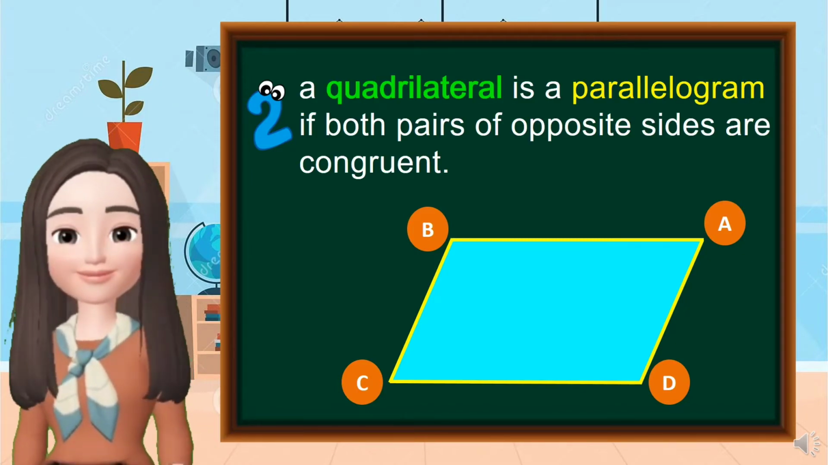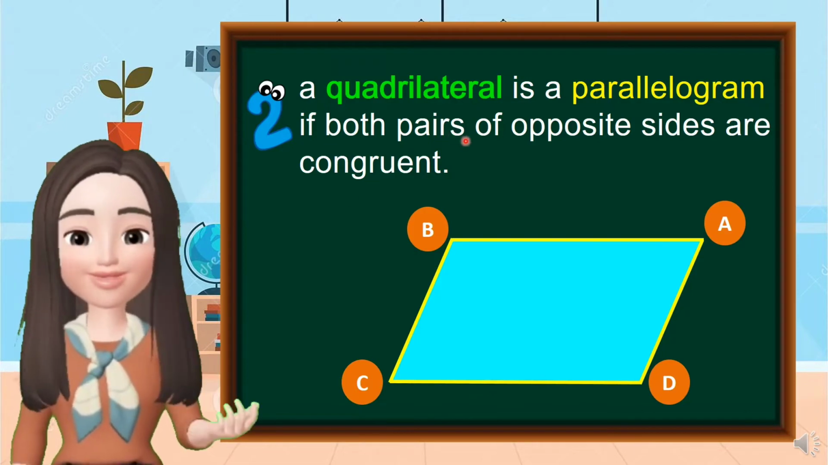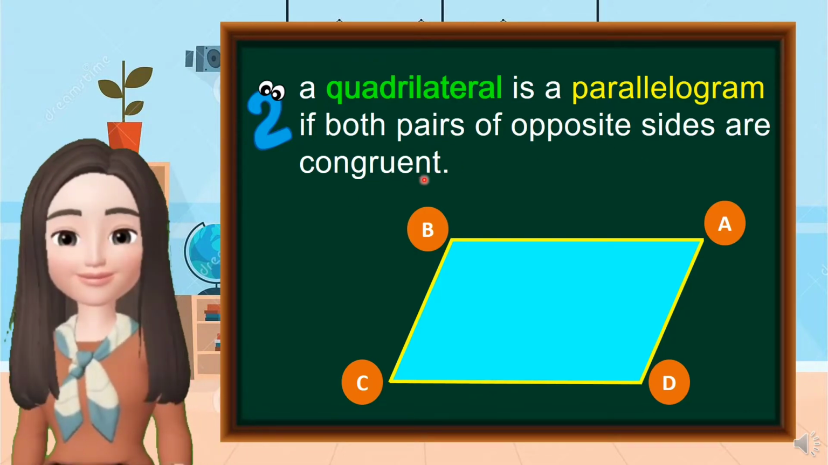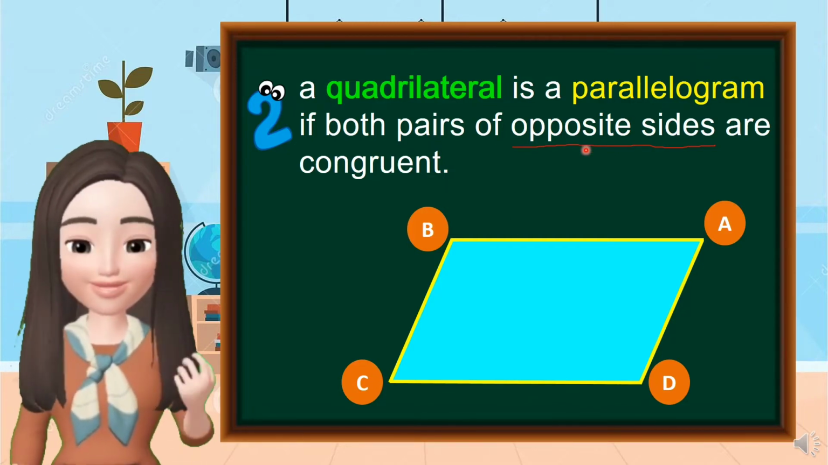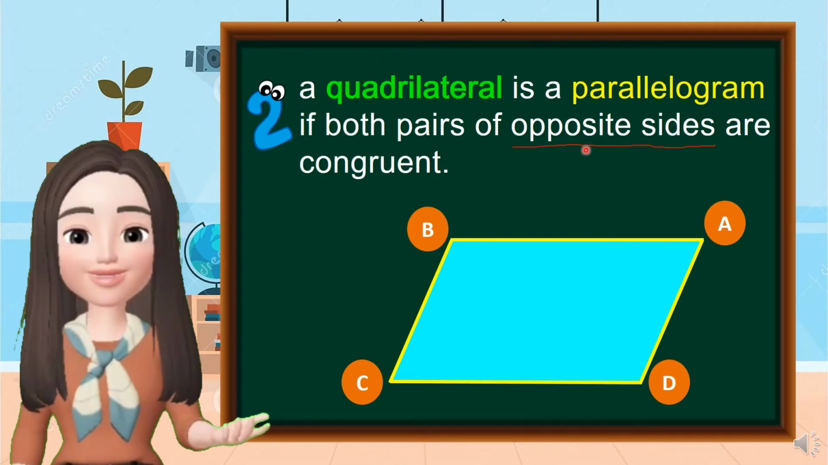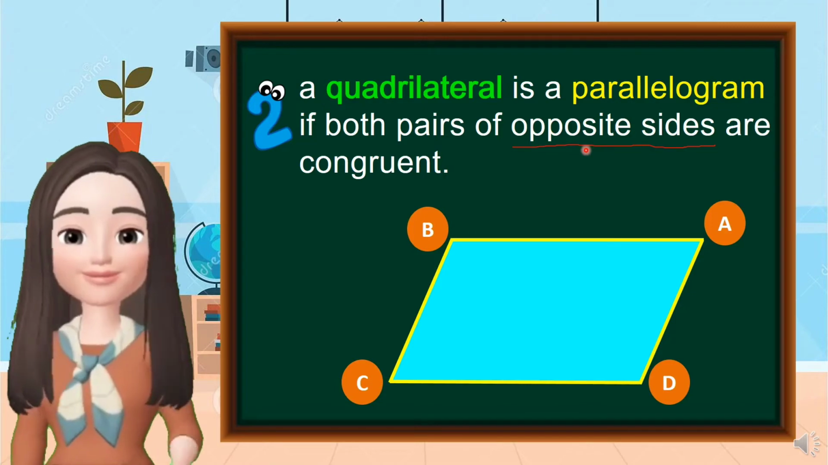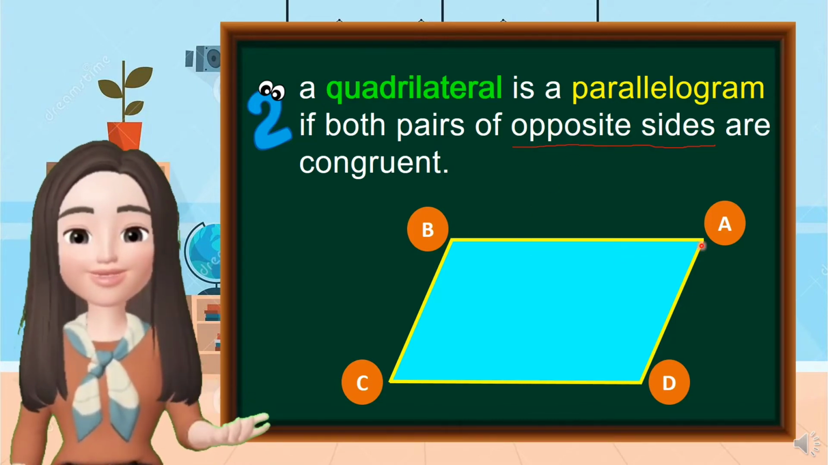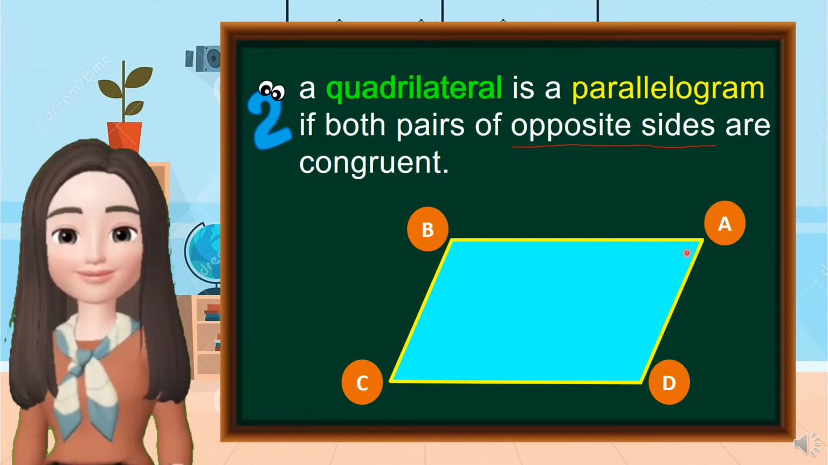A quadrilateral is a parallelogram if both pairs of opposite sides are congruent. So, kailangan daw yung opposite parehas. Alin naman po yung tinatawag nating opposite sides? When we say opposite sides, yan po yung magkatapatan. Kapag po ang magkatapatang sides natin ay congruent, parehas ang sukat, therefore, it is a parallelogram. Now, let us check our given figure, a quadrilateral ABCD. Kailangan po for it to be a parallelogram, alin pa dyan ang opposite sides?